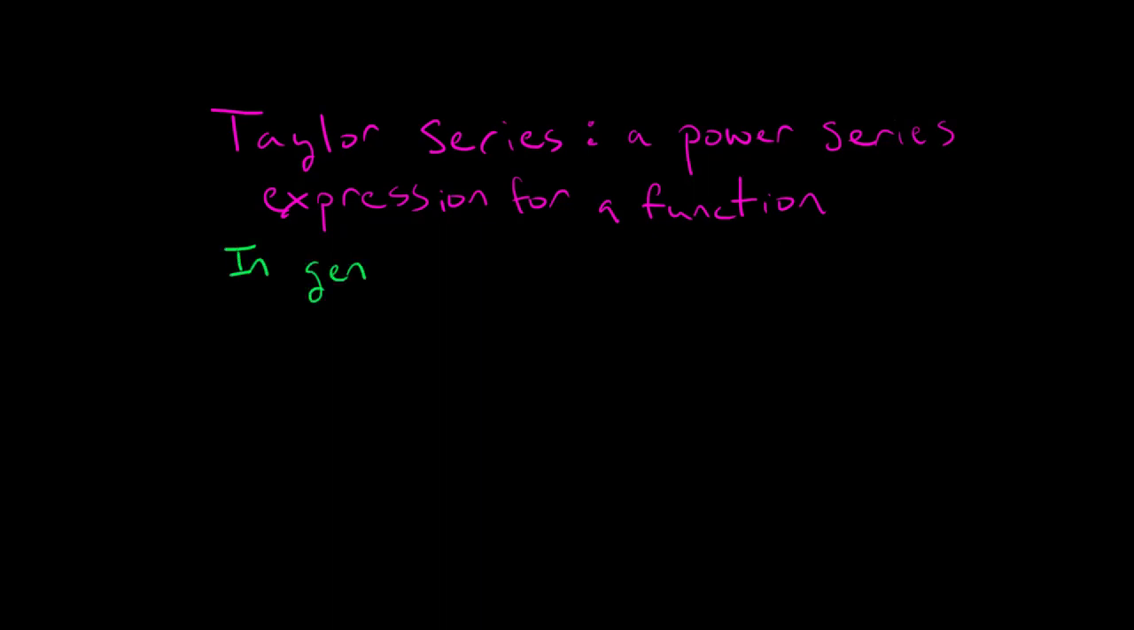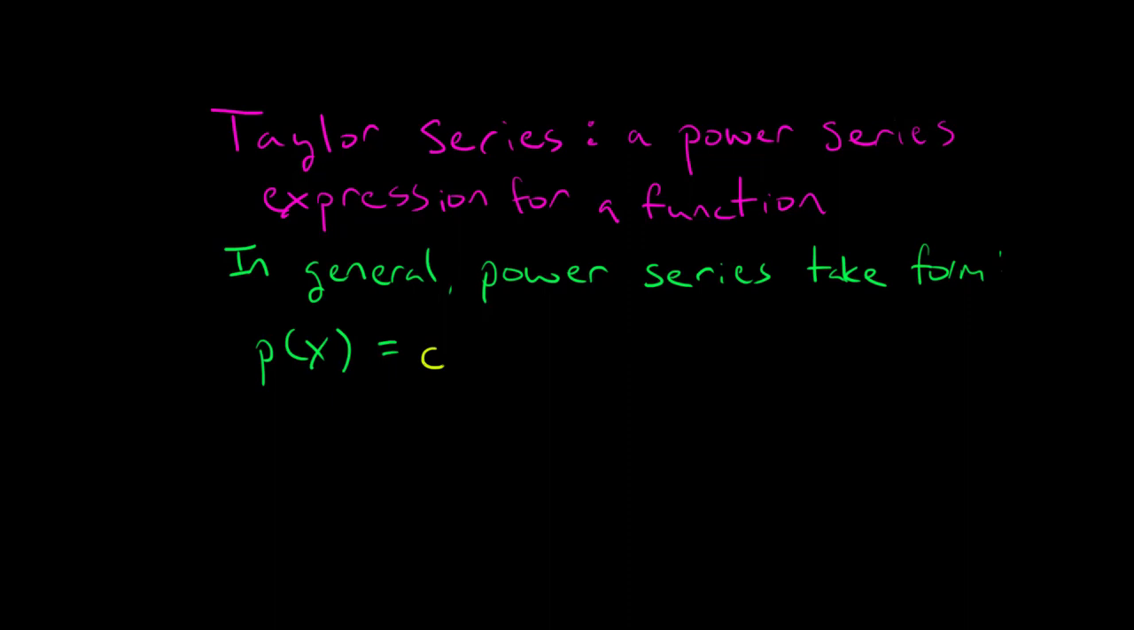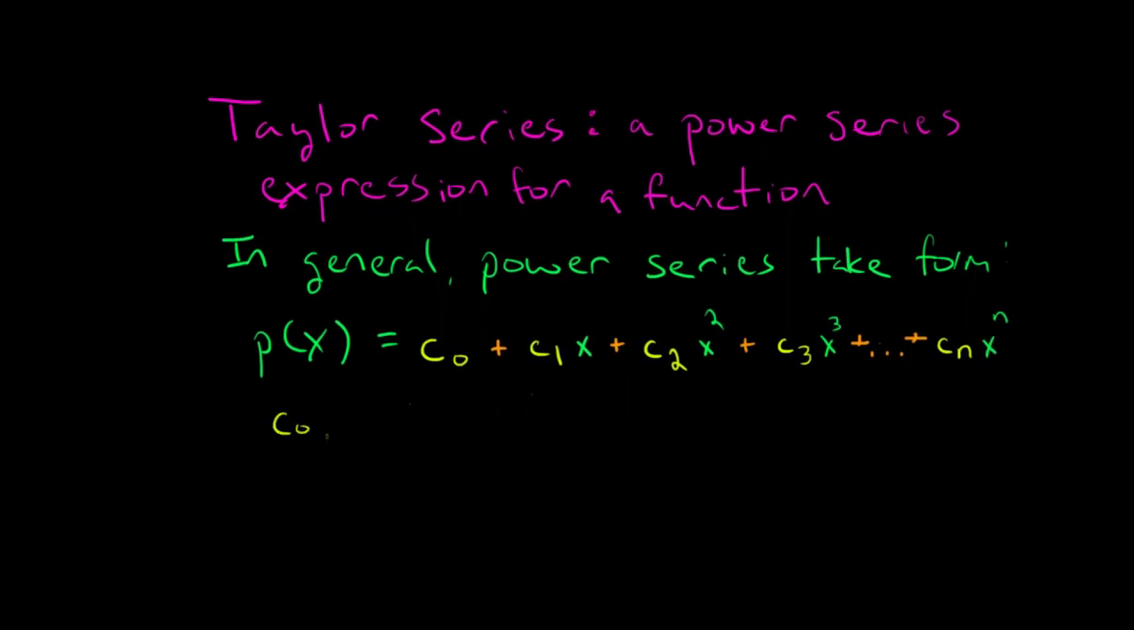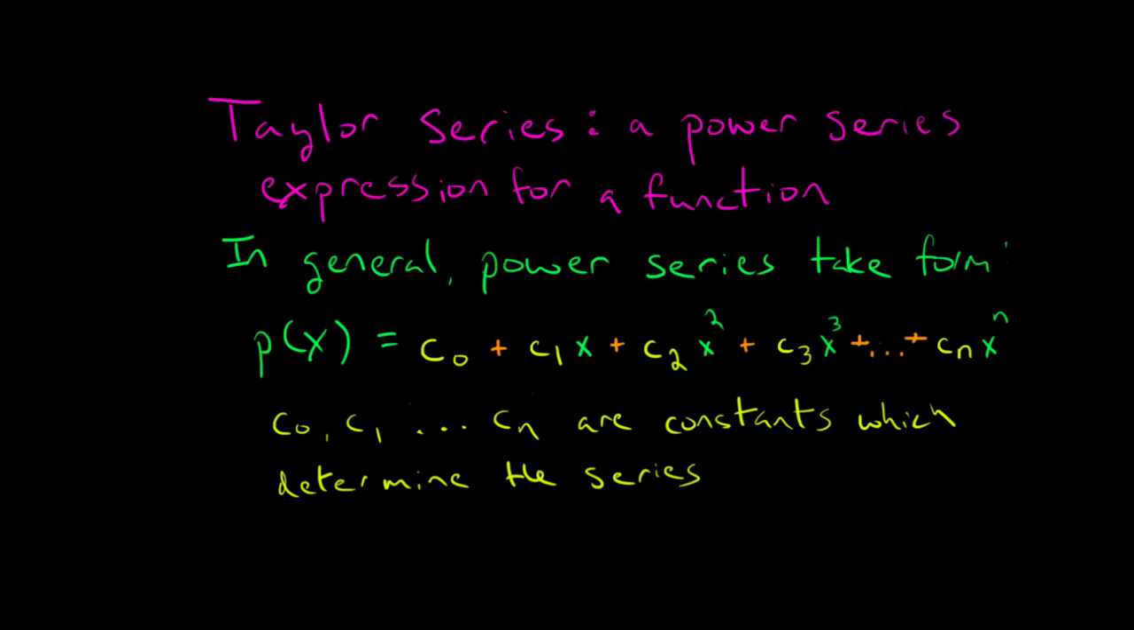It's a power series. And in general, power series take the following form. P of x, let's call it, equals some constant c sub 0 plus some new constant c sub 1 times x plus c sub 2 times x squared plus c sub 3, that's also a constant, of course, times x cubed, plus dot, dot, dot, and so on, all the way up to, let's call it, c sub n times x to the n. And of course, n can go to infinity. This can be an infinitely long series. The c sub 0 to c sub n are constants, which determine the power series.